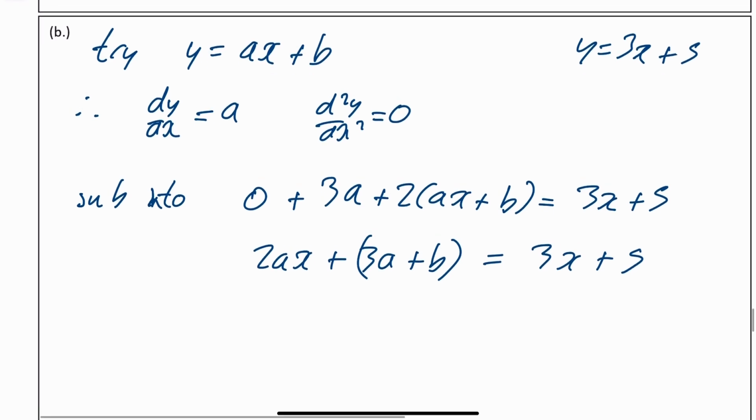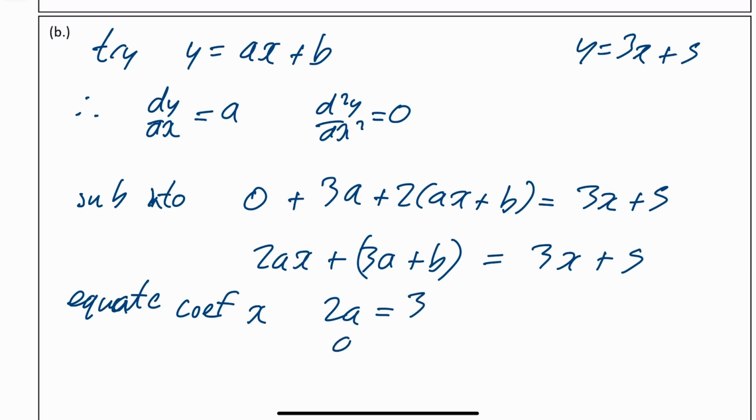So I'll just say equate the coefficients of x. So you have 2a, that's the number of x on your left hand side, is equal to 3, which means a equals 1.5. And then I'll just say equate the constant.